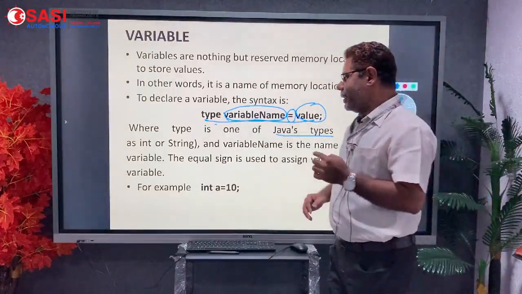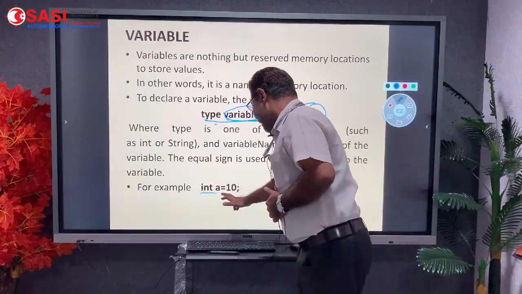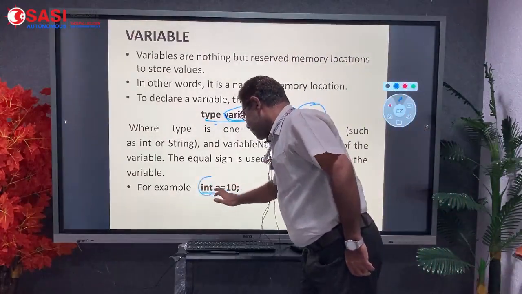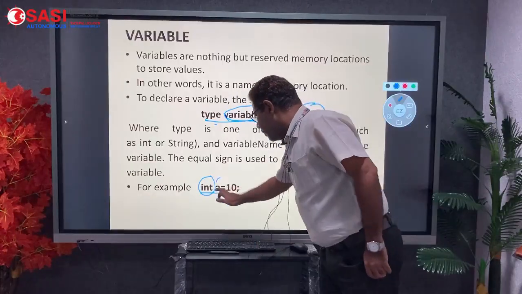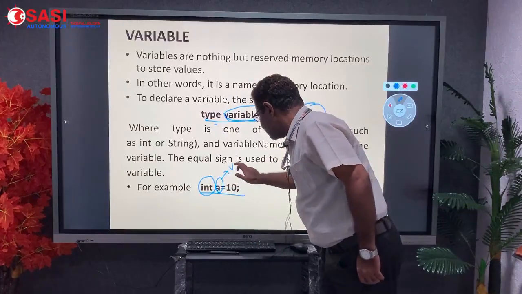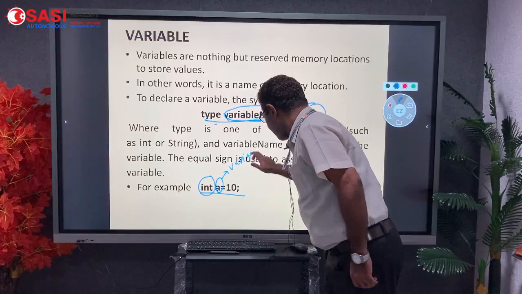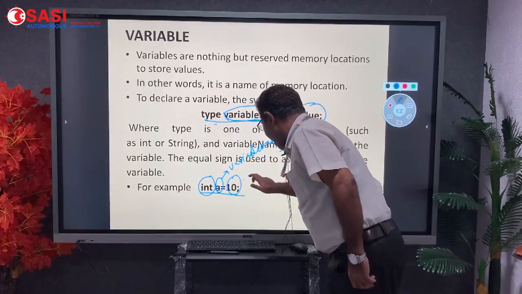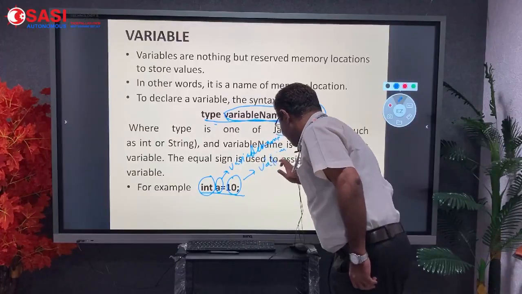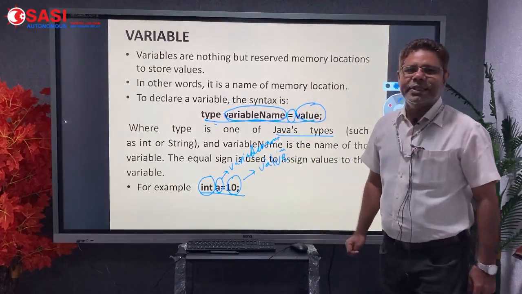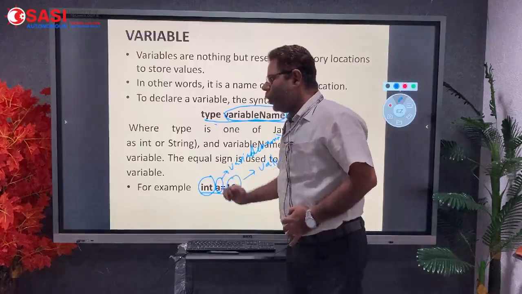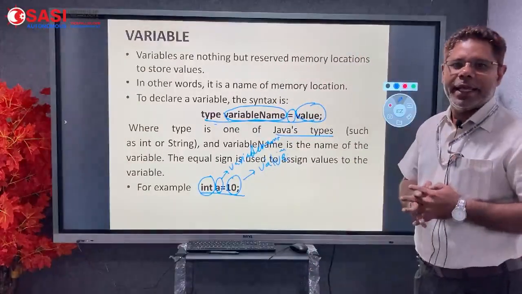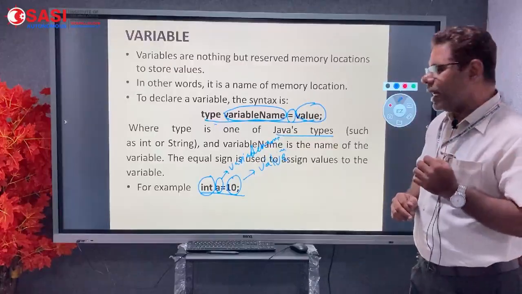For example, consider int a equal to 10. Here int is the type, a is the variable name, and 10 is the value. That means the value 10 is moved to the variable. This is simply how we can declare a variable in Java.